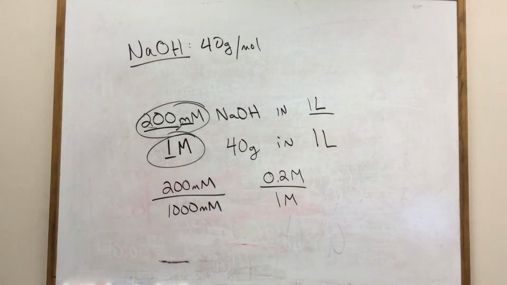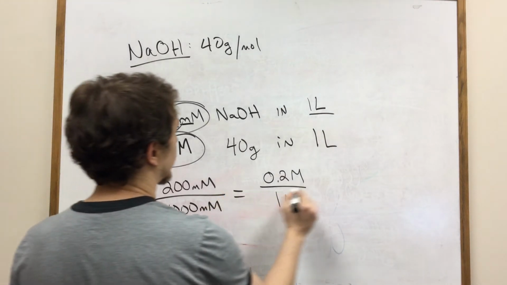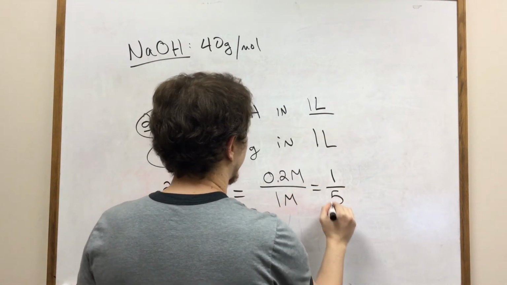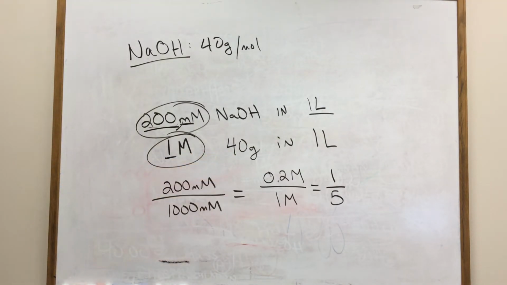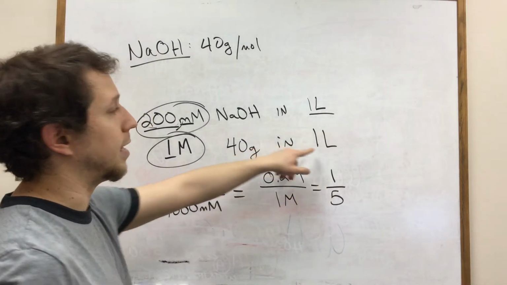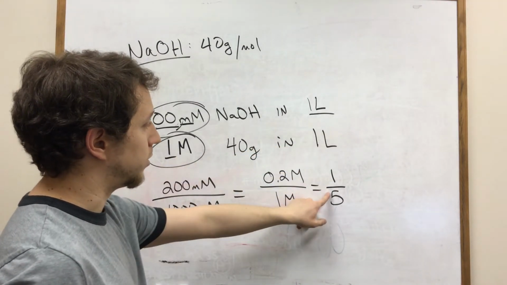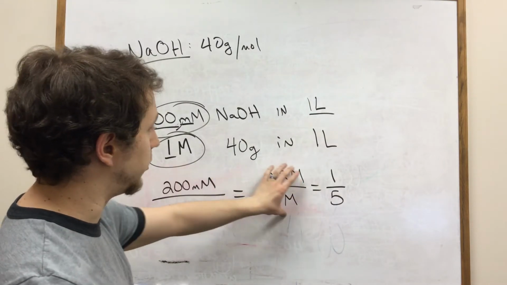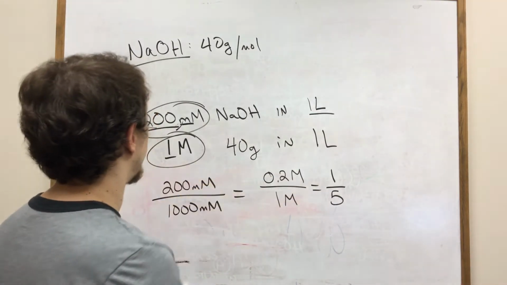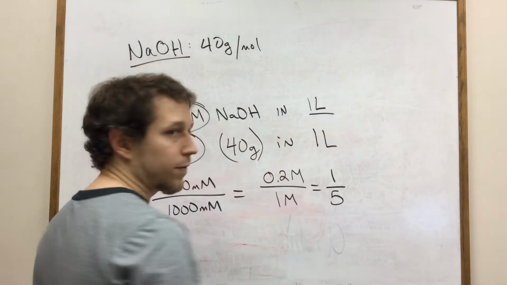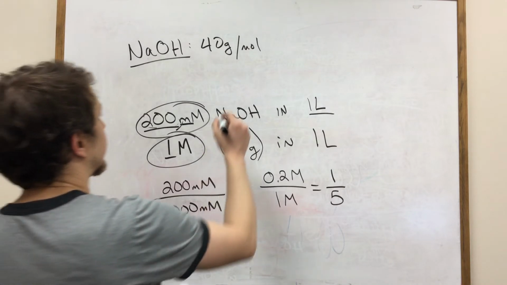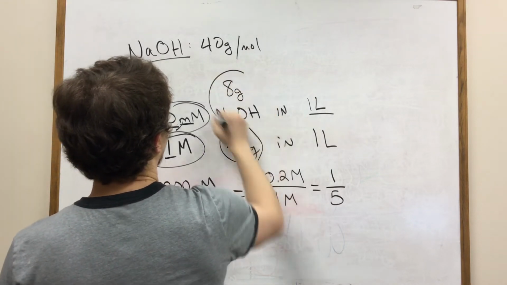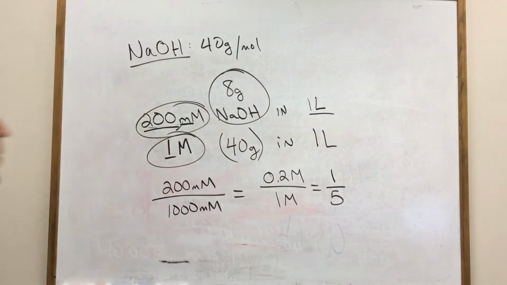Okay? Now, no matter which way I do this, I'm going to come out with the same answer. And that is that I need to decrease the number of grams down to 1/5 of the amount that I needed to give me a 1 molar solution. So I just need to now take 1/5, since this is my ratio, and I need to multiply that by 40. So 1/5 of 40, of course, is going to be 8. So I would need 8 grams of sodium hydroxide in 1 liter to give me a 200 millimolar solution.